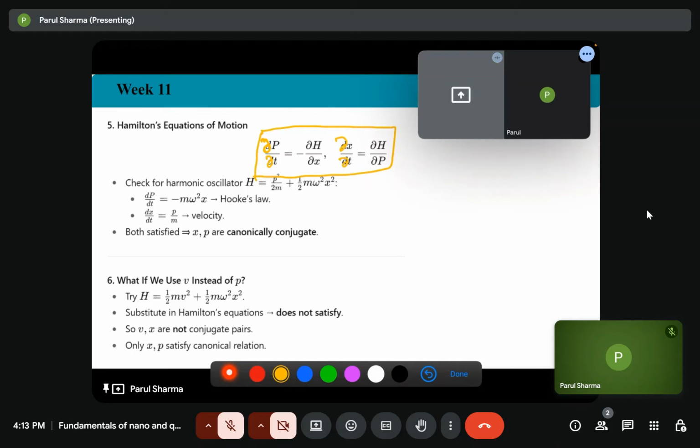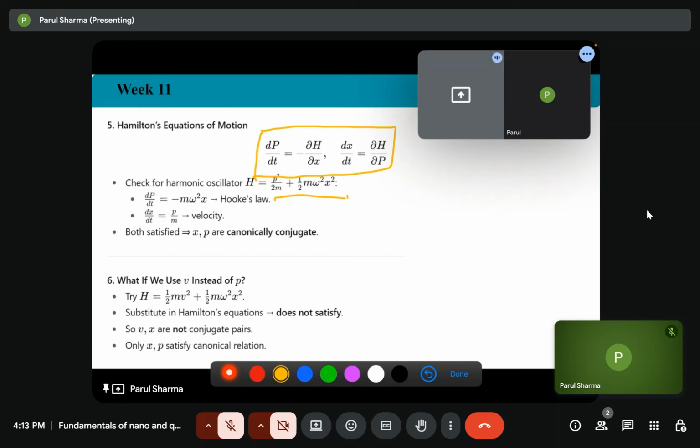dp by dt is equal to minus m omega square x. That will give us the Hooke's law. Similarly, dx by dt is dou H by dou p, that is p by m, that will give us the velocity. So x and p both are canonically conjugate variables.